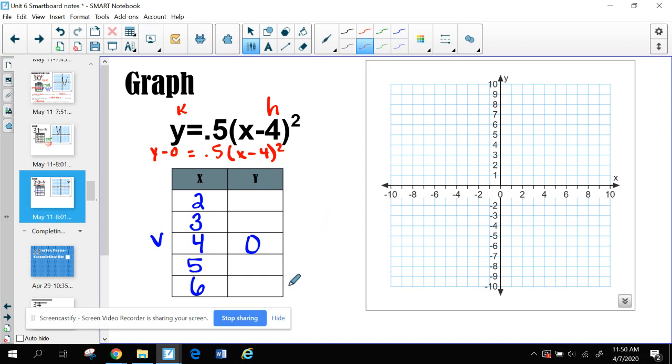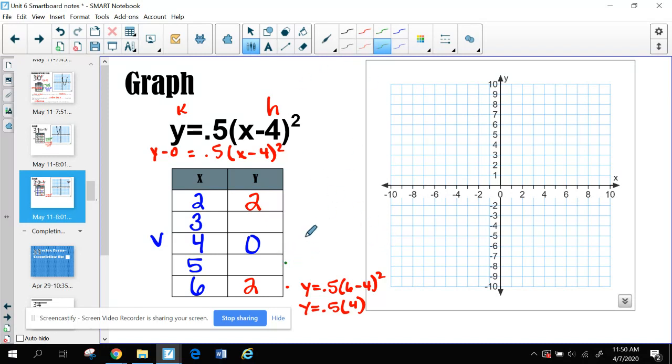I'm going to substitute those in. Okay. I'm going to plug in 6. I'm going to come back down here. So I have y equals 0.5 times 6 minus 4 squared. 6 minus 4 is 2. 2 squared is 4. And then I'm taking half of 4, which is 2. So if this y value is 2, I also know there's symmetry, so I know this 2 has to go with the x value 2 as well.